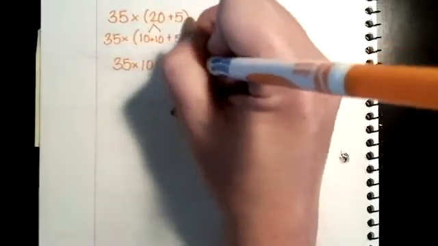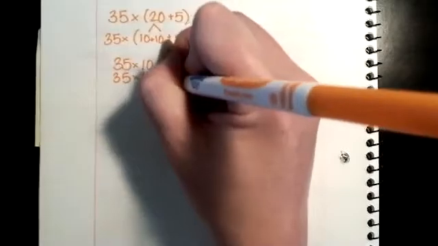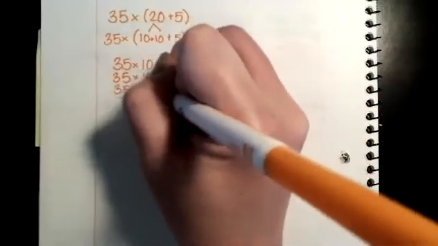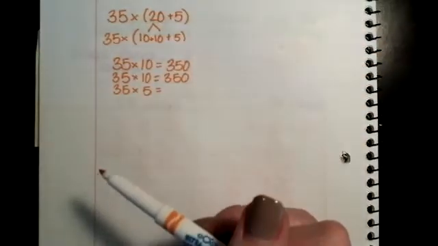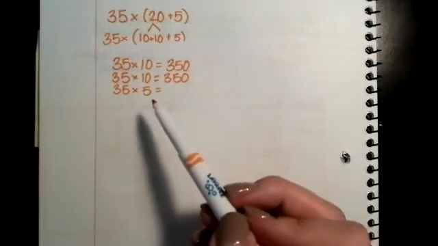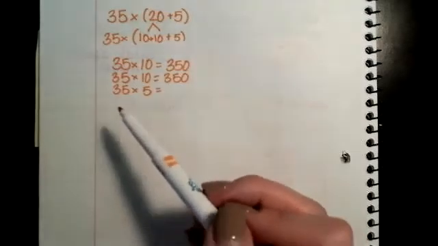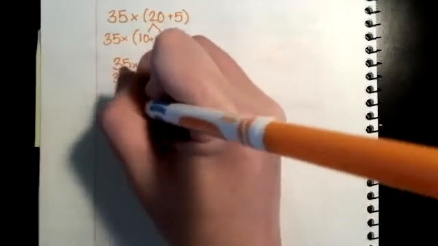So let's start with 35 times 10, which would be 350. And then again, 35 times 10, 350. And then 35 times 5. Now 35 times 5, that one I'm going to have to think about for a second. How would I do that? Well, let's see. You know what? I'm just going to break this part a little bit further, just to make it a little easier. And this is a 5, not a 6. Sorry if you can't tell that.